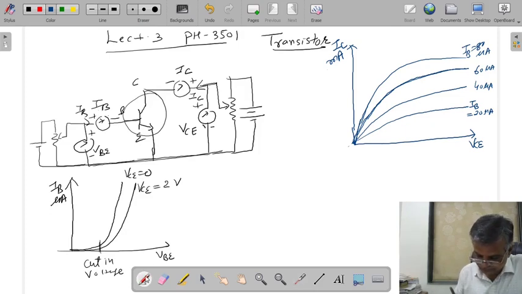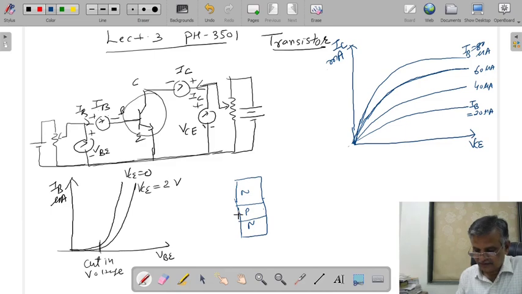Now, this is your transistor. This is your N, P, N I am showing you here. This is your collector, this is your base, this is your emitter.